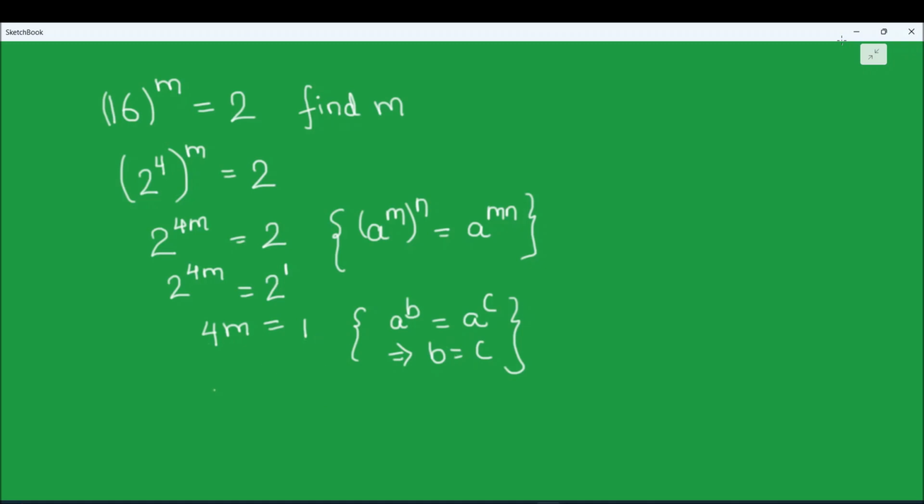4m will be equal to 1. Now dividing both sides by 4, we are going to get value of m. So this is going to be 4m upon 4 is equal to 1 upon 4, and this 4 and 4 gets cancelled and we are left with m is equal to 1 upon 4. This is our final answer. This is how we solve these kind of problems.